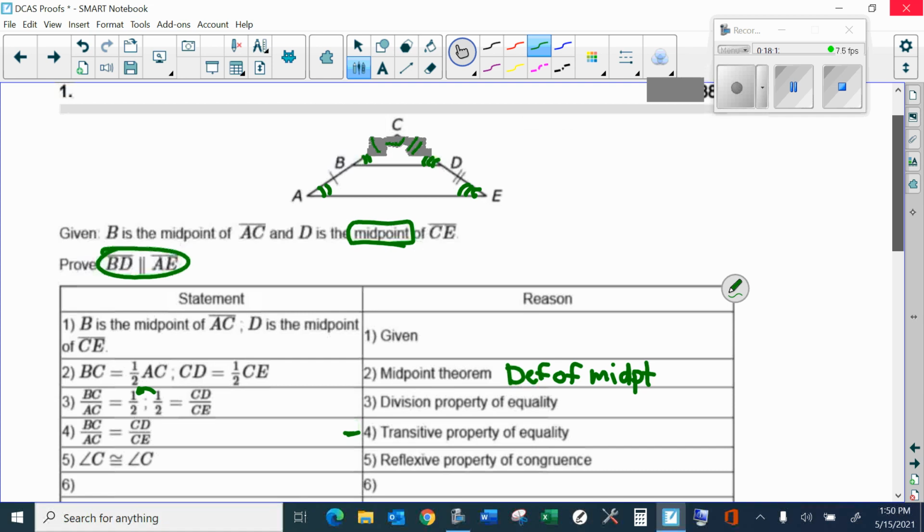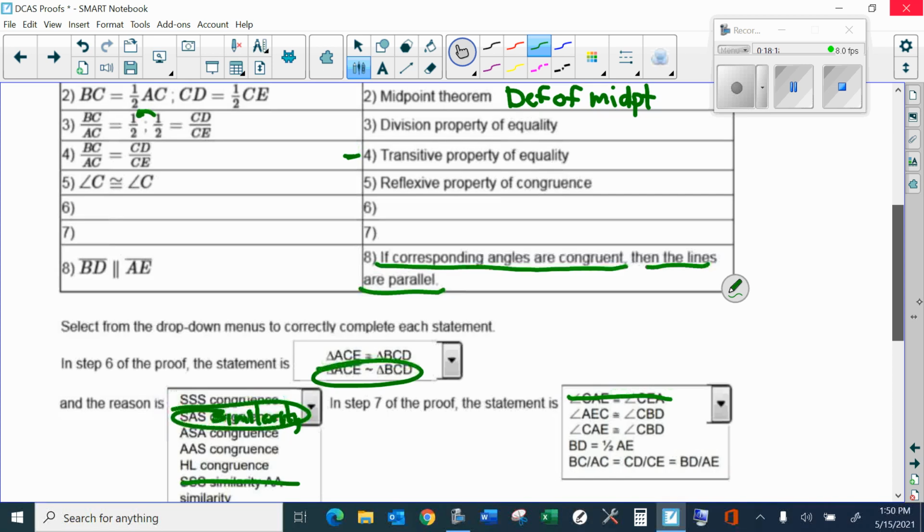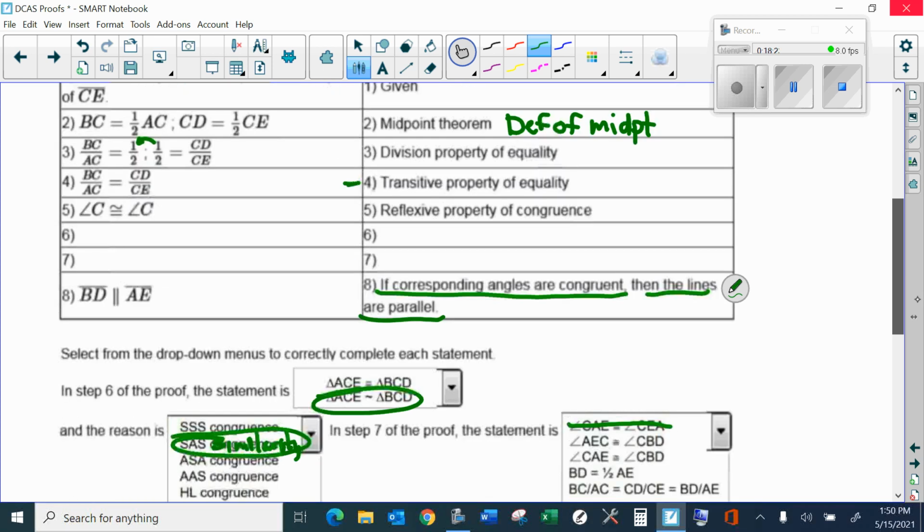AEC, AEC is this bottom one here. That would go along with CBD. Nope, it's not that one.